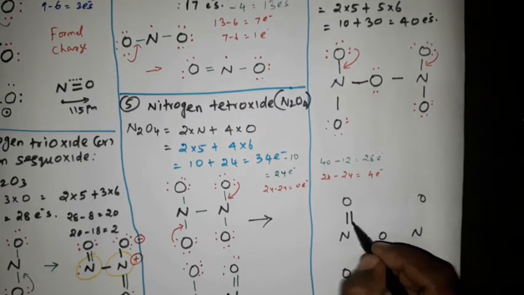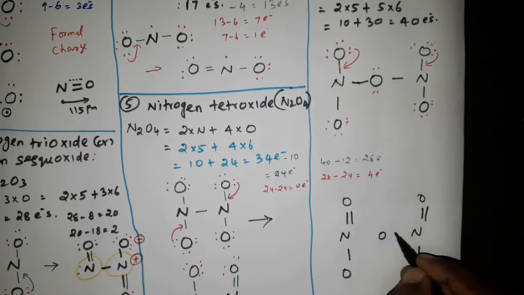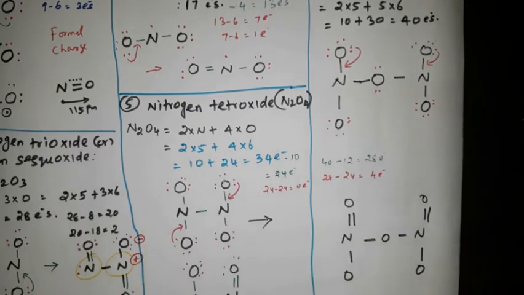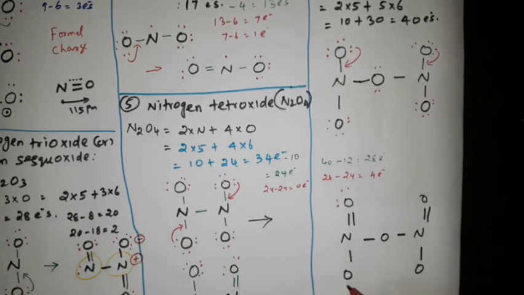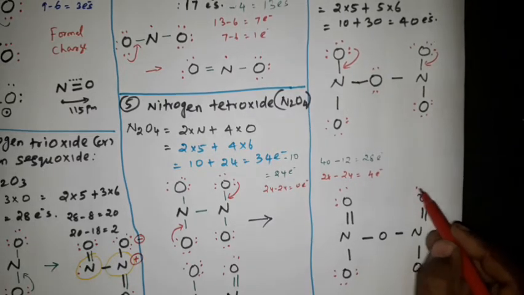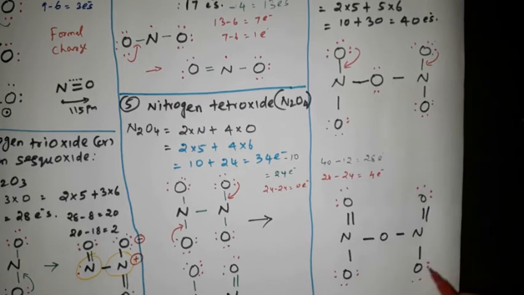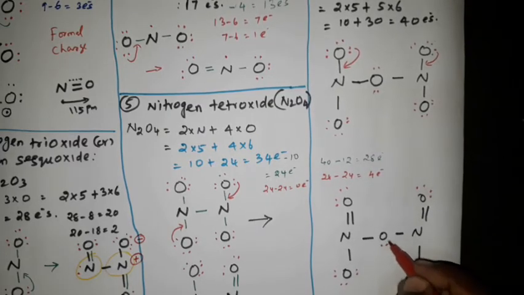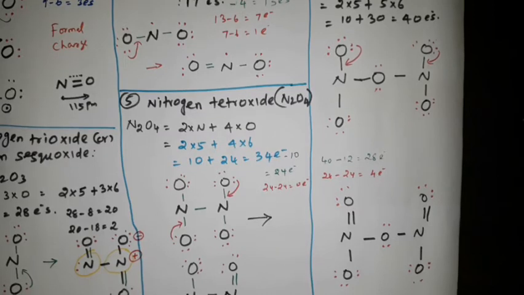Here it will come double bond, single bond, double bond, single bond, single bond, single bond. 2, 4 electrons, here 6 electrons, then here 2, 4 electrons, here 6 electrons, then here 2 electrons, here 2 electrons. So that's all about the structure of nitrogen pentoxide.